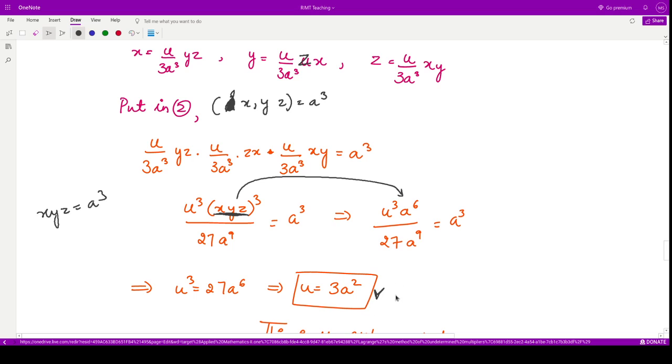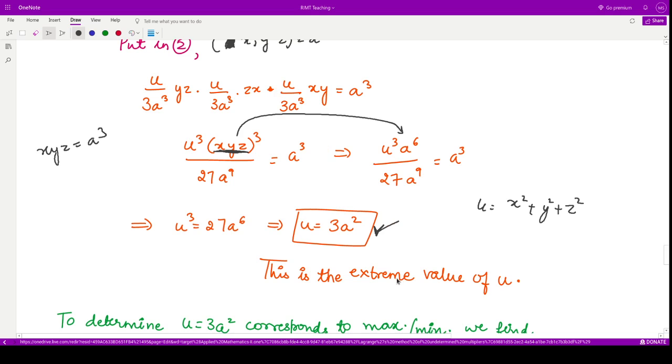So that means here, what was your u? U was the given function, that was x square plus y square plus z square. So this was the given function. So here we are saying corresponding to this function, 3a square is the extreme value. We do not know what the stationary points are or where this function is maximum or minimum. So until now we know this is the extreme value for u.